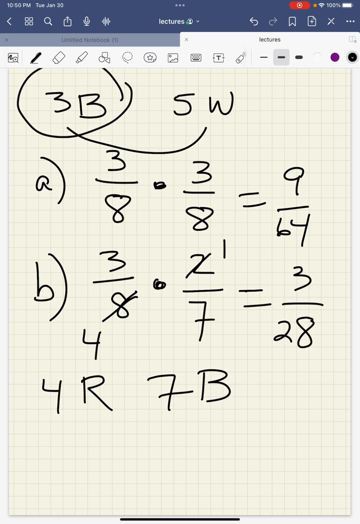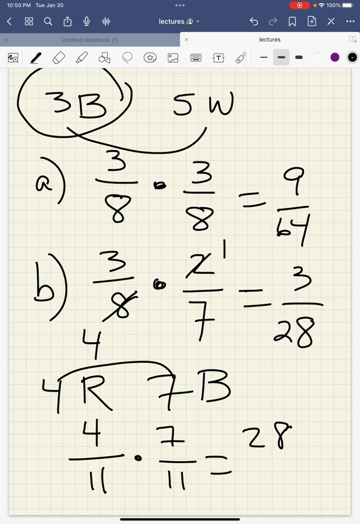So with replacement means we're going to put it back in. And it wants to know the probability that the first one is red. So there's 4 reds out of a total of 11 marbles, times, we put that marble back in. Now we want to pull a blue one. So there's 7. There's still 11 marbles in that bag. So we multiply straight across, and get 28 over 121.